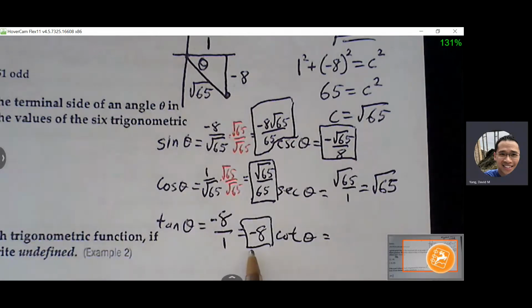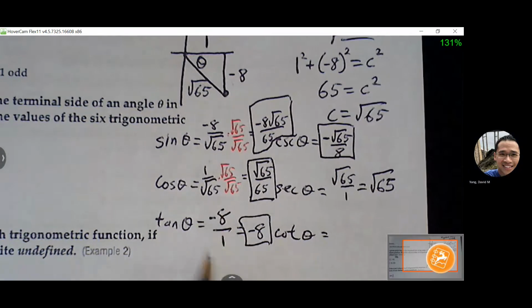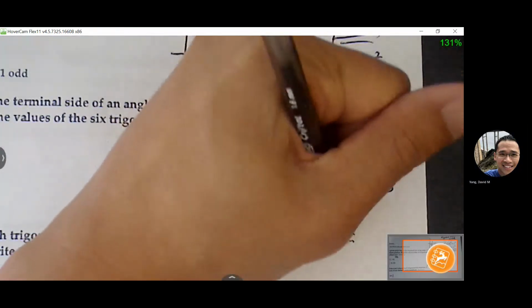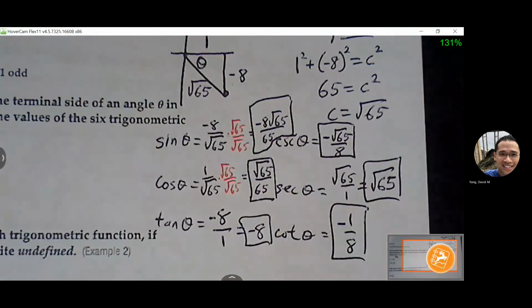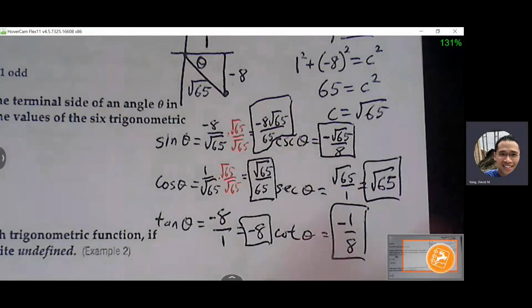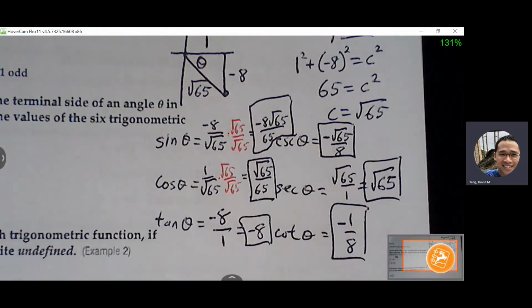Okay, cotangent, I'm just going to flip tangent. Any questions there? Okay, so there's plenty of space. We don't need a ton of space for the other problems, so try number 7.